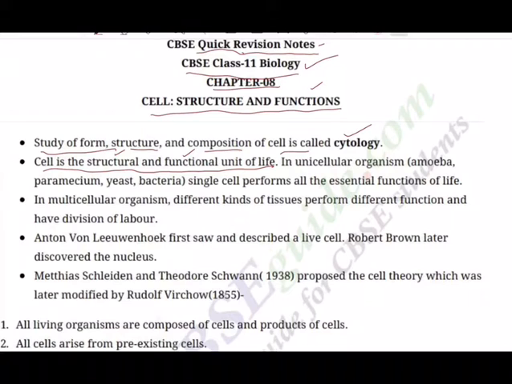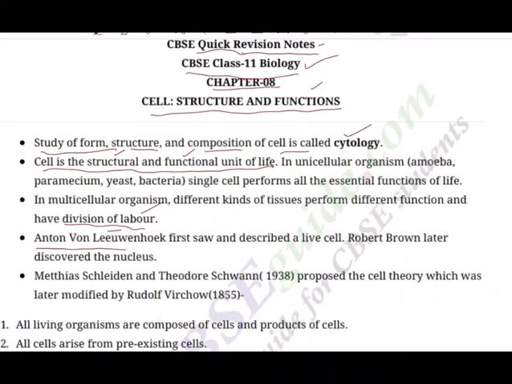In multicellular organisms, different kinds of tissues perform different functions and have division of labor. Here, digestion will be done by the digestive system, respiration will be done by the respiratory system, like that. So there is division of labor in multicellular organisms.